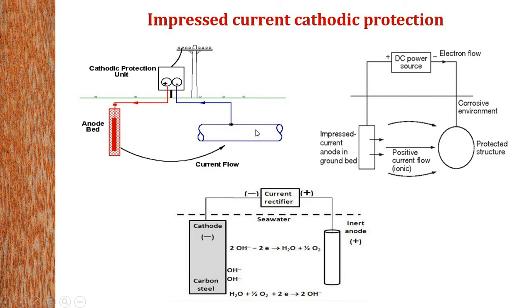So this is the pipeline that is protected by using inert anode, which is embedded in a bed, and then the DC line is used for the protection. Similarly, we can also use a rectifier. So now the anodic metal will become cathode, and this is the inert anode, and there will be electrons that are supplied to the cathode. So it is connected to the negative terminal.